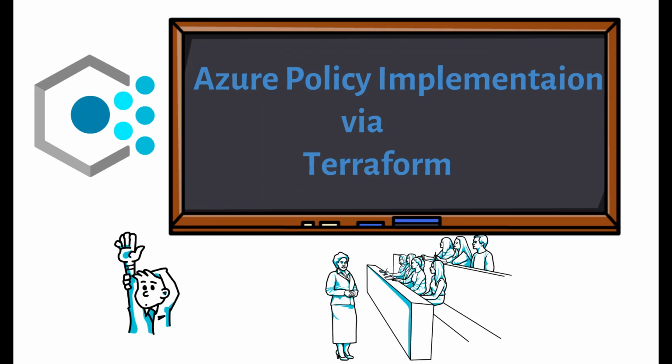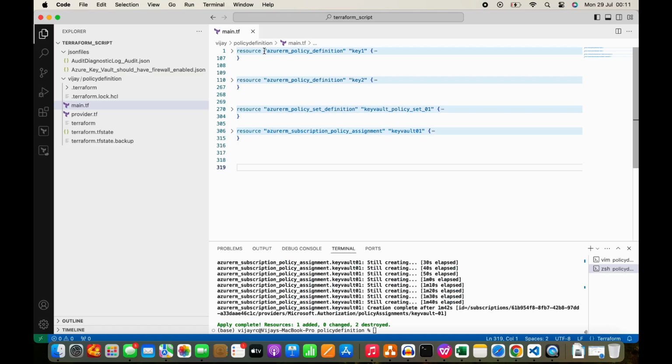Today's topic is about how we can onboard Azure Policy via Terraform scripts. And for this example, I have picked Key Vault services. To implement Azure Policy via Terraform, we need to follow a few steps.